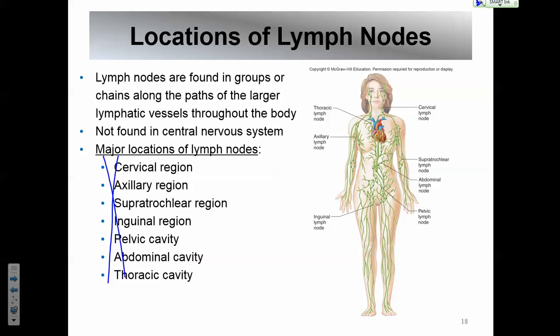But if they do find cancerous cells in those local lymph nodes, that's an indication that it has spread, or proof that it is spreading. And so they may do some further treatments, radiation, chemotherapy.